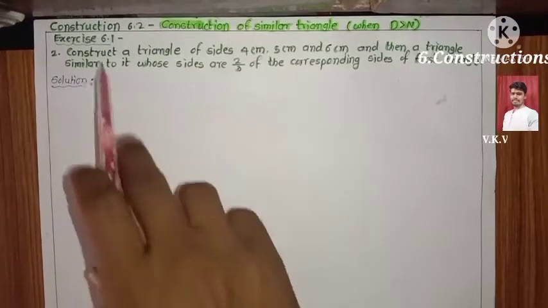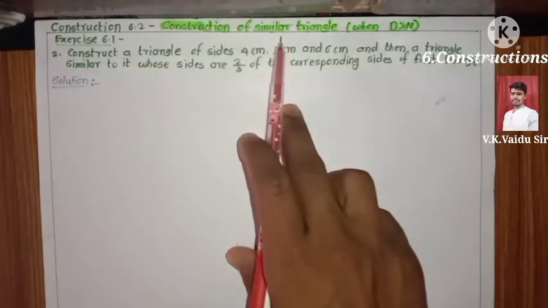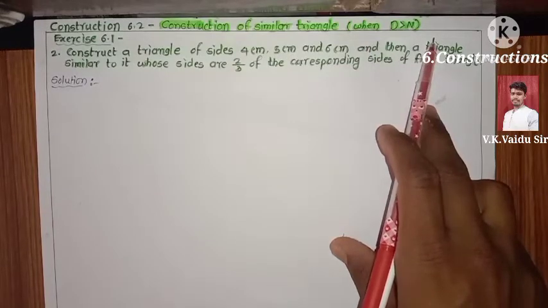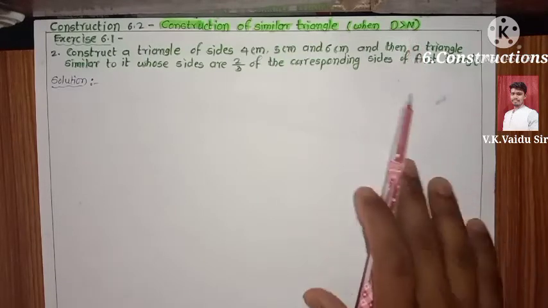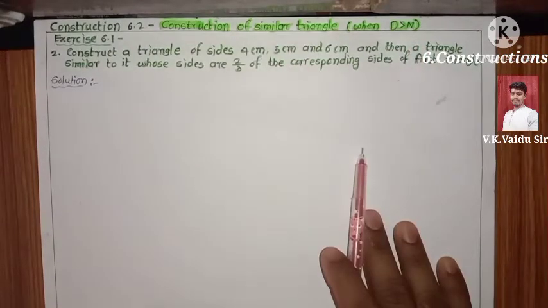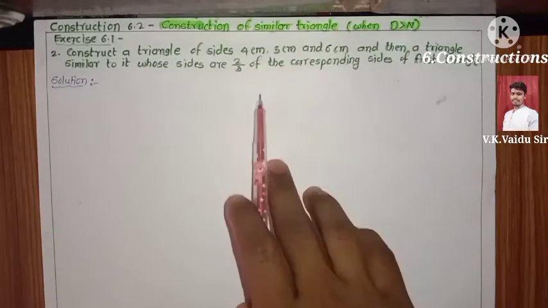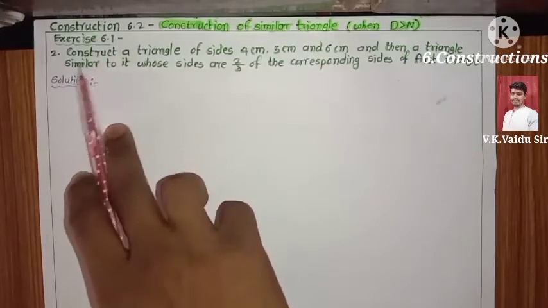We are now studying Construction 6.2: construction of a similar triangle when the denominator is more than the numerator, and the second case, when the numerator is more than the denominator. Let us see the first case, when the denominator is more than the numerator. For this example I took the second question from Exercise 6.1.